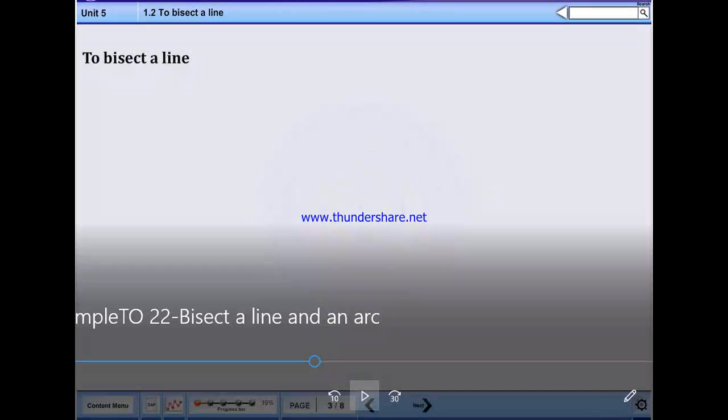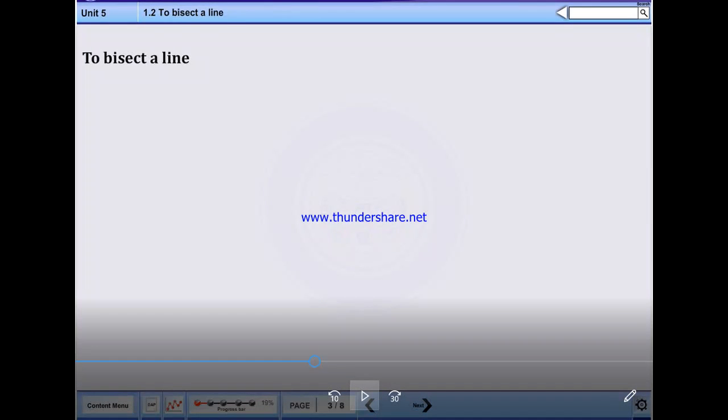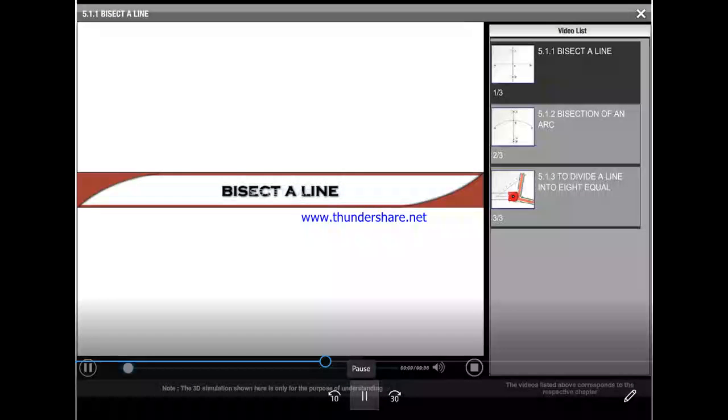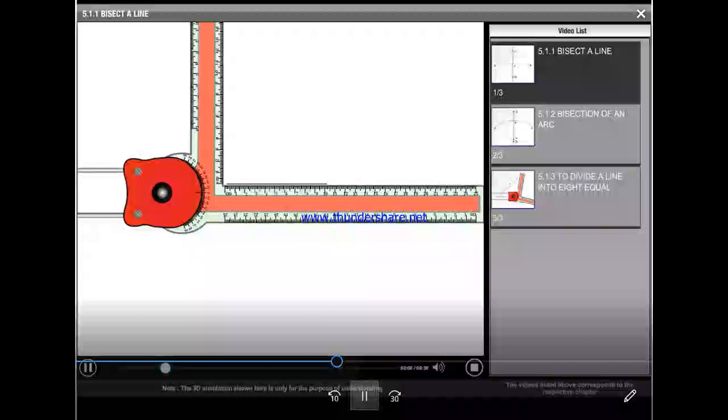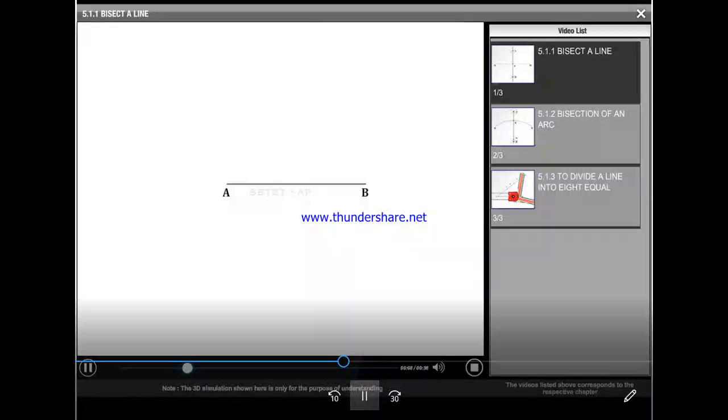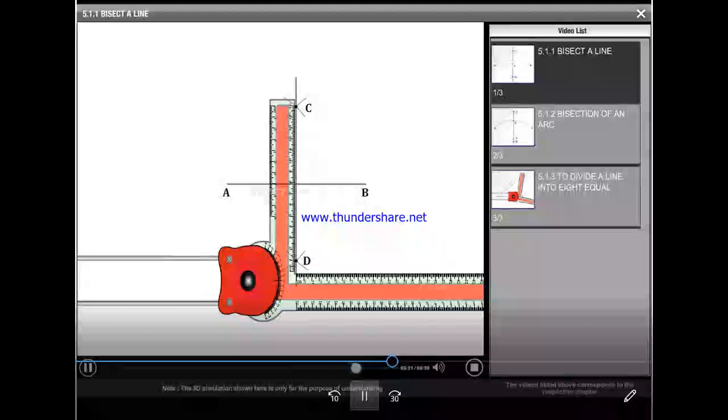Now next, to bisect a line. Bisect a line. Draw the line AB, and with more than half of AB as radius and with B as center, draw two arcs, one above and one below AB. Now with the same radius and with A as center, intercept the previously drawn arcs and get C and D. Join CD to get the bisection.